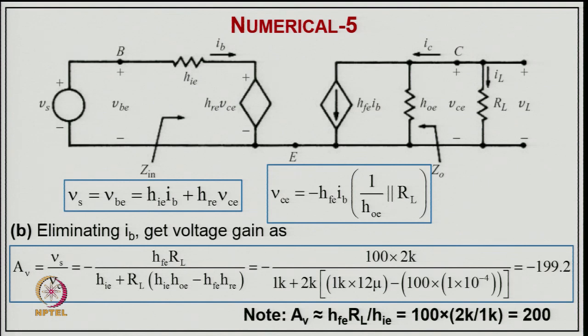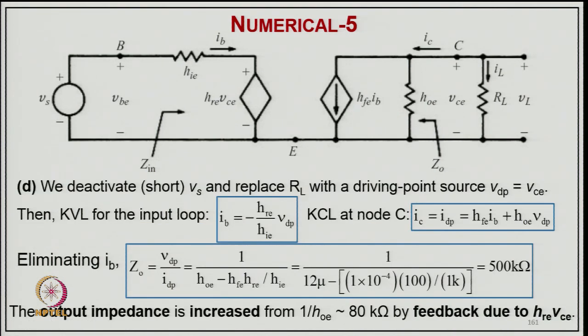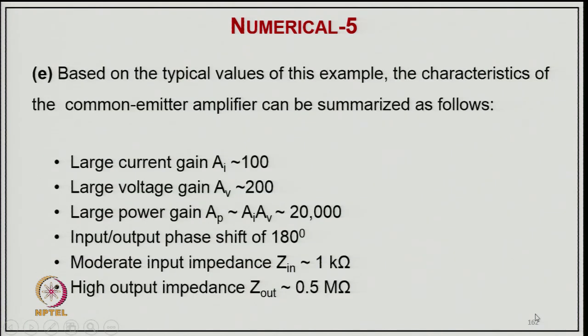So, this we can say approximately 200, and then typically eliminating the value. So, just putting Z_i in the formula, all the data given here, we get 980.5, and that is approximately 1000 ohm, and from the characteristic R_L derived, putting all these values we get the output impedance corresponding to 500 kilo ohm, I mean in this relation, and typically putting all these values we get the output impedance 500 kilo ohm.